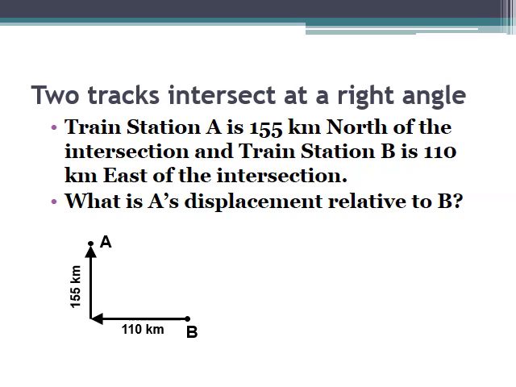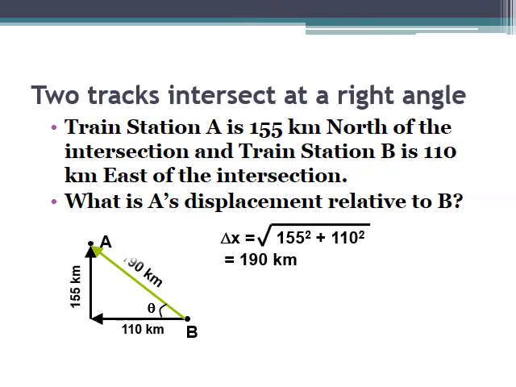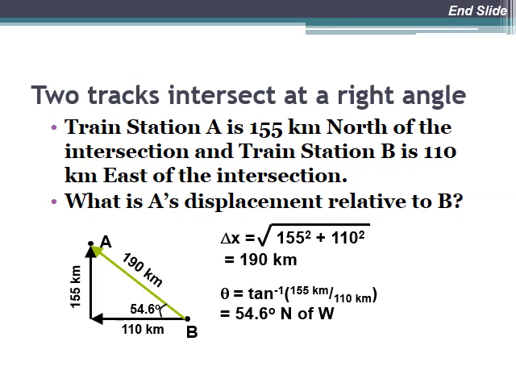So in order to figure out the total displacement, we have to figure out the hypotenuse as well as the angle. To figure out the hypotenuse, we're going to use the Pythagorean theorem, take the square root of 155 squared plus 110 squared, and we get 190 kilometers. To find the angle, we're going to do inverse tangent of opposite over adjacent. The opposite is 155, the adjacent is 110. Divide those and then take the inverse tangent of that, and your calculator gives you 54.6 degrees. And we know it's going to be north of west because this angle right here is north of the direction of west.